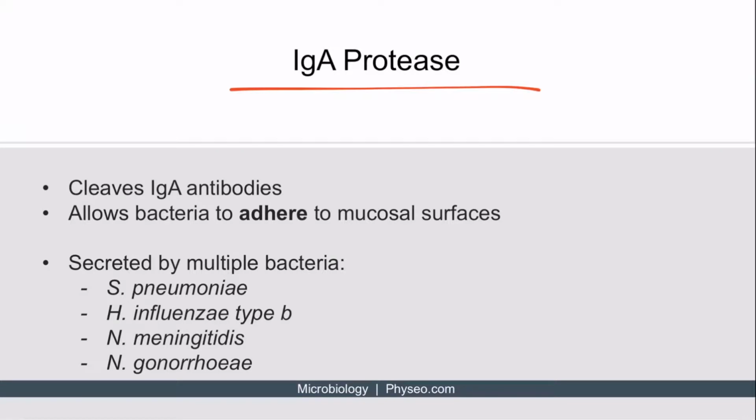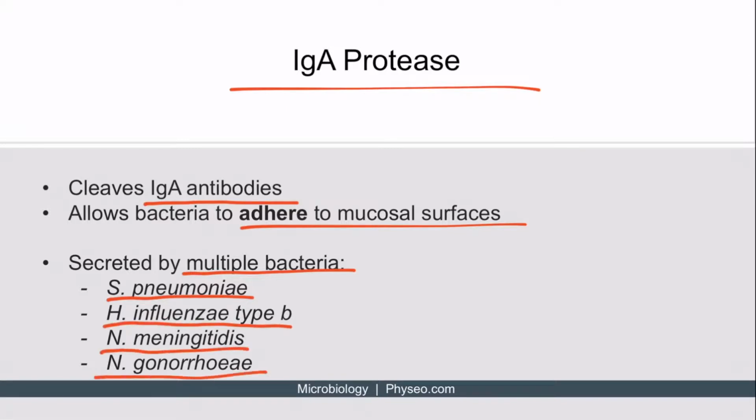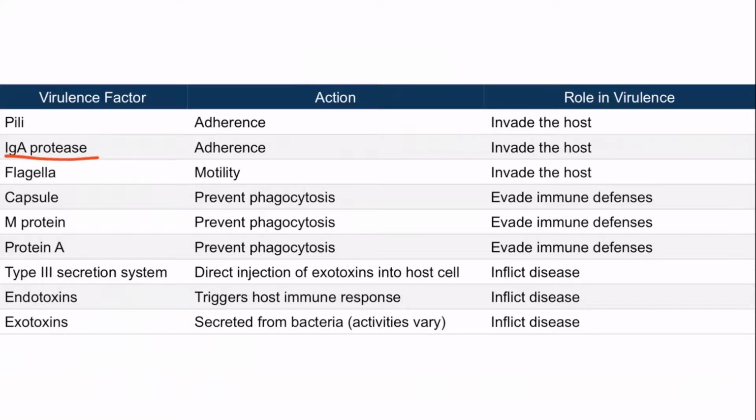IgA Protease cleaves IgA antibodies. IgA antibodies normally defend the mucosal surfaces, so bacteria that can cleave these antibodies make it easier for the bacteria to adhere to mucosal surfaces. And IgA protease is secreted by multiple bacteria, for example, Strep pneumoniae, H. flu type B, Neisseria meningitidis, and Neisseria gonorrhea. So again, IgA protease allows it to adhere to the host, which means it's allowed to invade the host, which is why it's virulent. Now let's discuss M protein.